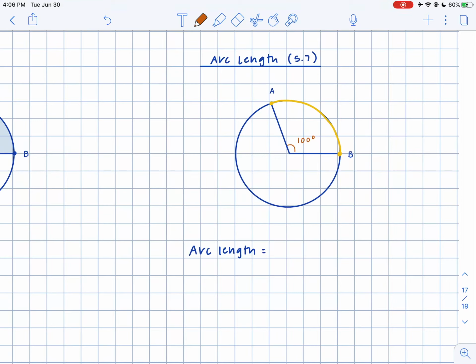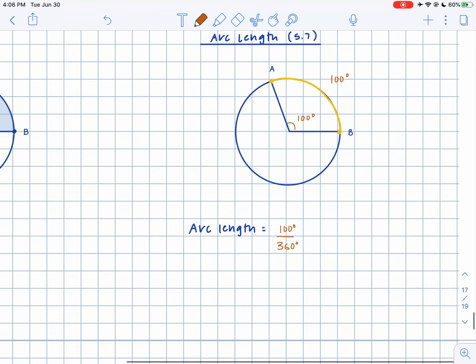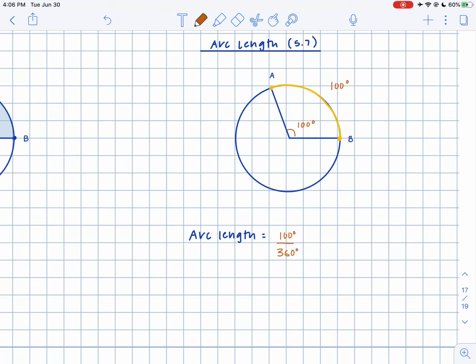So what did we do? We knew that the arc was 100 degrees because the central angle was 100 degrees. So arc AB is also 100 degrees. And then we just divided it by the total degrees of the circle, which is 360. That gave us a fraction telling us how much of the circumference is made up by the arc. Now, after we found the fraction, we also had to multiply it by the circumference. And then that would give us some arc length.